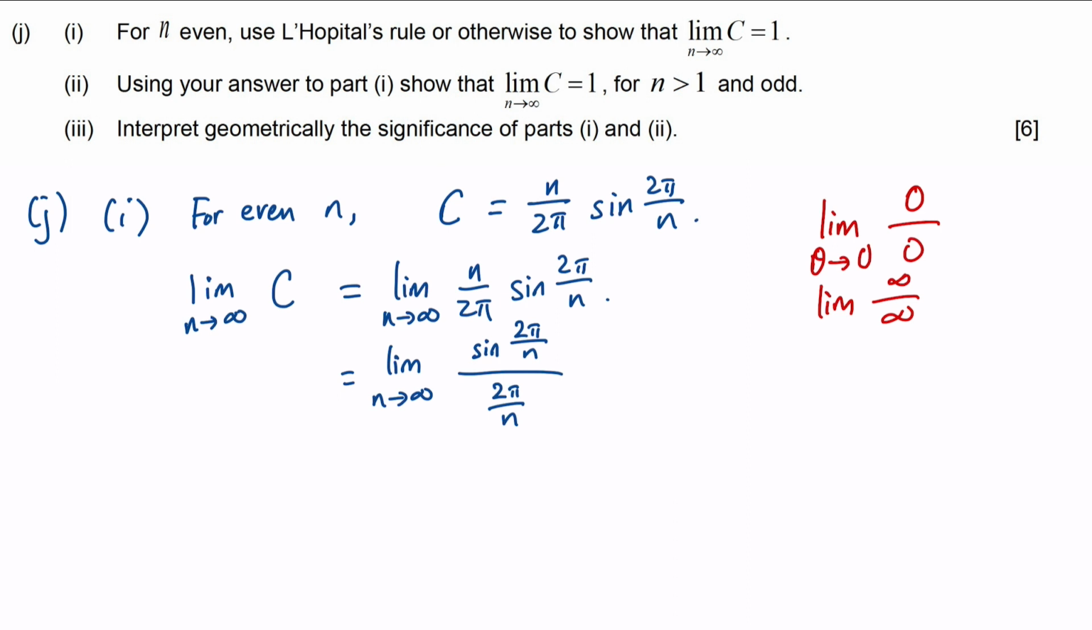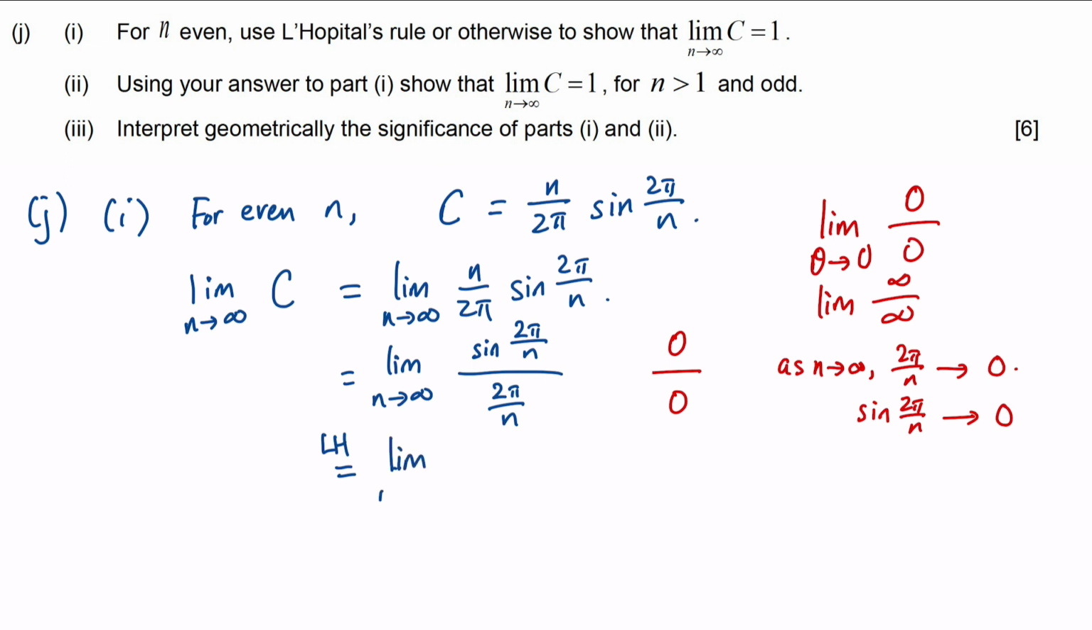Sine of 2 pi over n over sine of 2 pi over n. If you look at this carefully, this is actually of a 0 over 0 form, because as n tends to infinity, 2 pi over n tends to 0. Sine of 2 pi over n, being continuous, also tends to 0. So now we can use L'Hopital's rule on this.